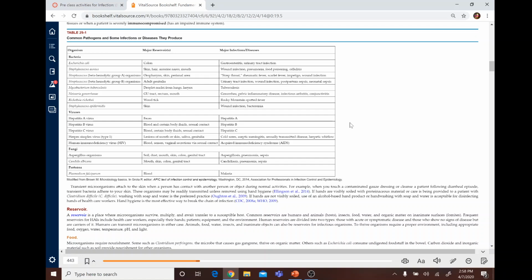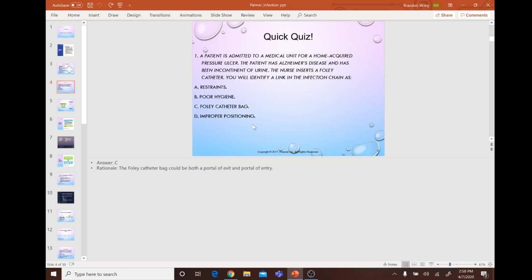What is the major reservoir for Plasmodium falciparum? Blood. What are the major infections or diseases caused by Plasmodium falciparum? Malaria. Alright, so a patient is admitted to a medical unit for hospital-acquired pressure ulcers.